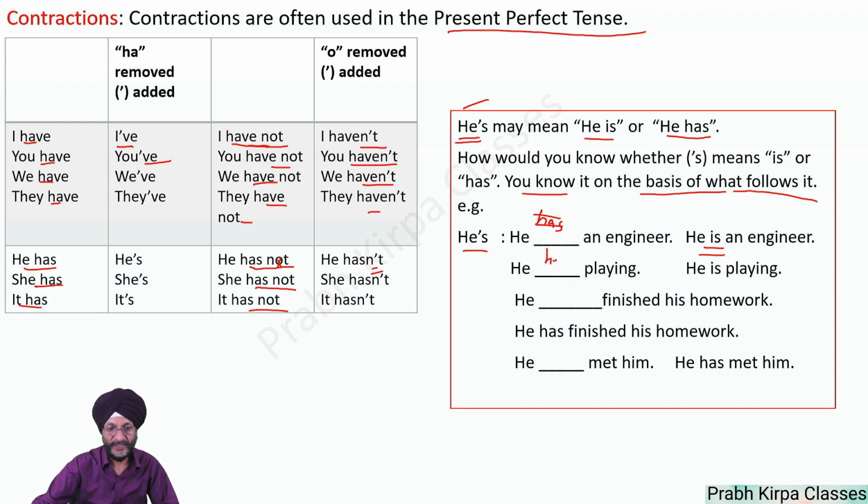You cannot use he has playing. You will use he is playing. When you cannot use he is finished, you will use he has finished his homework. He is met him is not correct. You will use he has met him. So whenever it is written he's met him, it means he is met him not. It means he has met him.